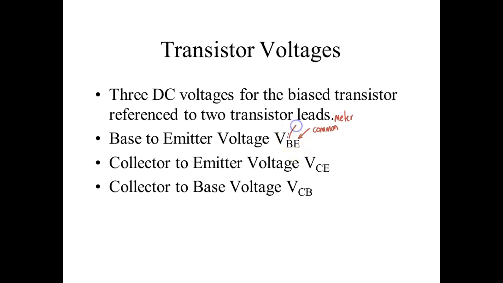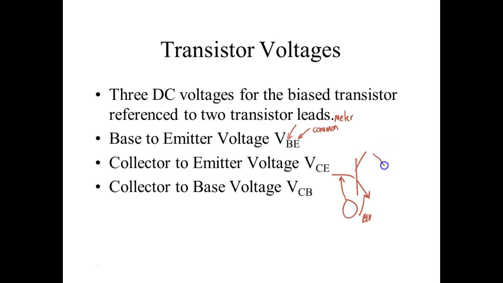So what we would do, voltage collector to emitter, base to emitter, it means I would take my black lead and I would put it on the emitter. So this would be my black lead. And then I would take my red lead and put it on the base. And that's why we measure that.